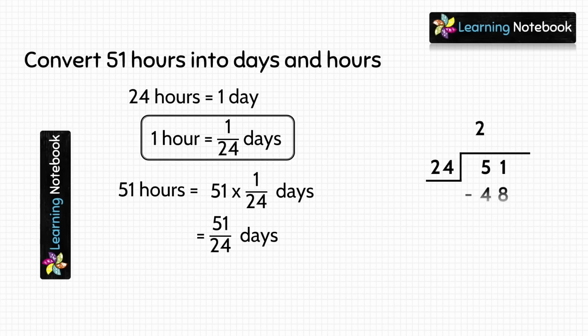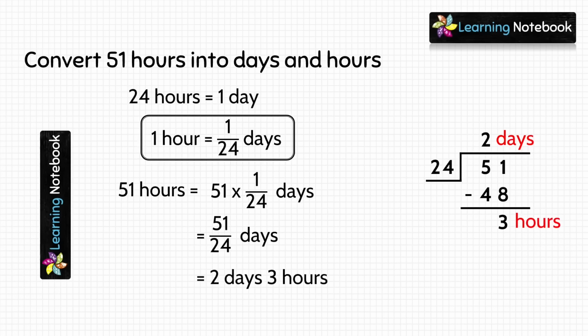24 into 2 equals 48. And 51 minus 48 equals 3. So here 2 denotes days and 3, which is the remainder, denotes hours. So the answer is 2 days, 3 hours. So this is how we have converted 51 hours into 2 days and 3 hours.